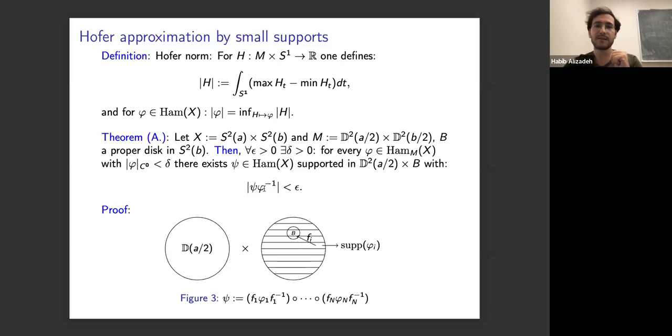So what is important is that for any C0-small phi, I can find a psi that is close to phi in Hofer geometry, but it's supported in such a domain for some given small ball here. Right. Any question about the statement or the proof? Okay.